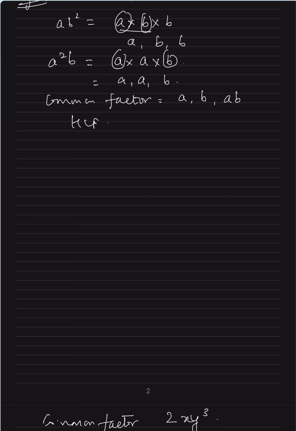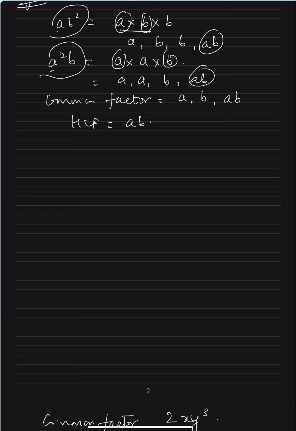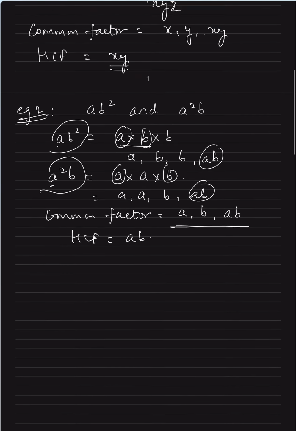So HCF will be nothing but AB. Why? Because here I can write AB also as a factor. Here also I can write AB as a factor. So this is also common. And because we can multiply A and B, so as such from here only you can take out the least power. A square means 2A and 1A. So we can take 1A out, 1A will stay. Here B square, so 2B. And here only 1B. So 1B we can take out. So AB is the HCF. That is the highest common factor, and common factors are this. Correct?